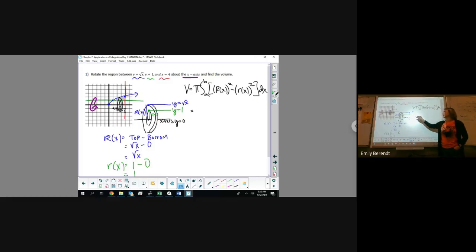So we'll substitute in and we'll have pi integral from A to B, which in this case would be where they intersect, at 1 and 4. Big R of x was the square root of x. Close it, square it, minus little r of x, which is just 1. Close it, square it, dx.